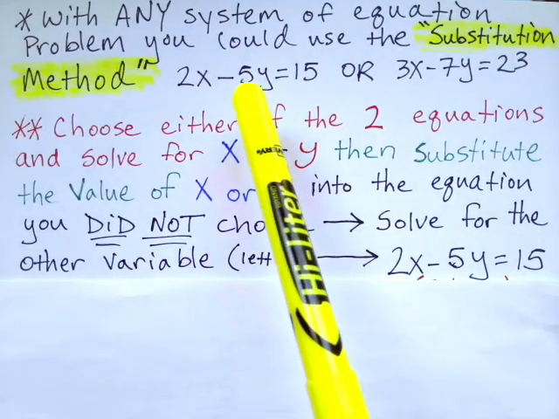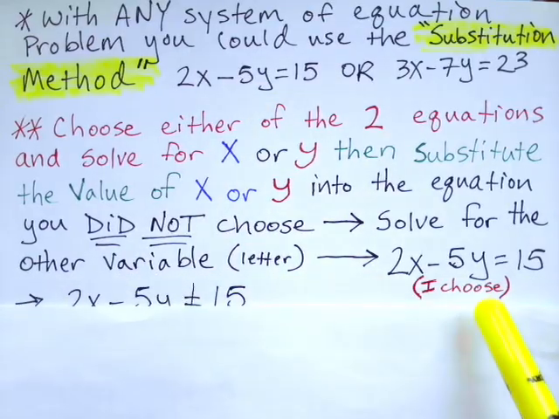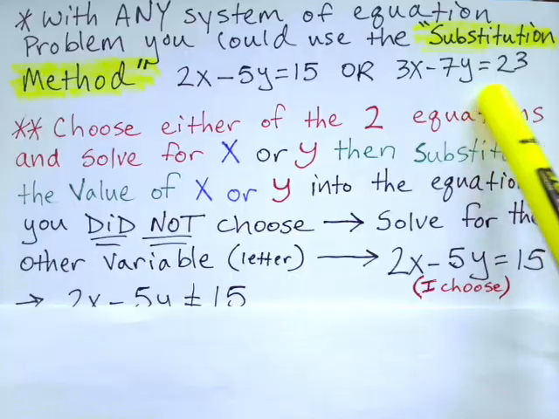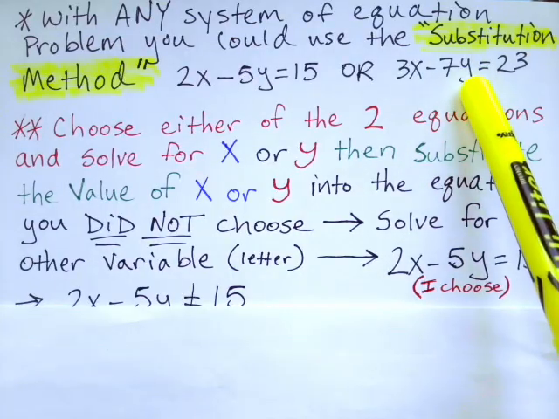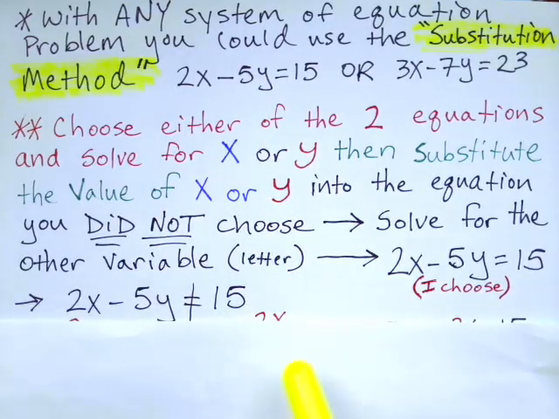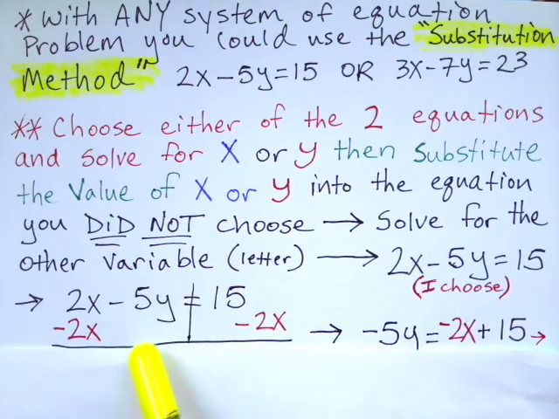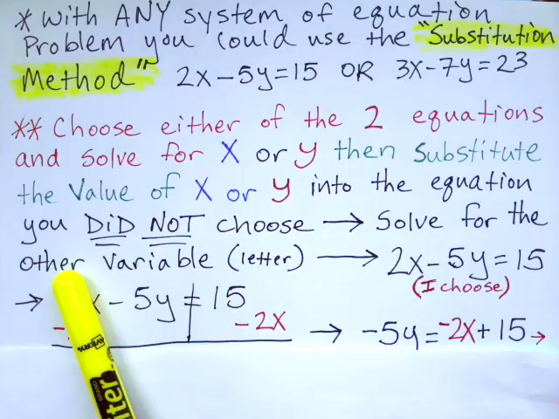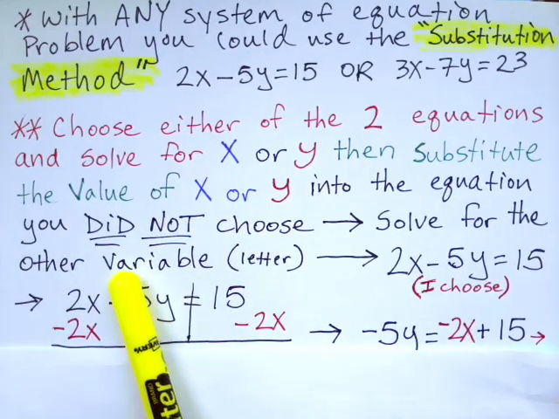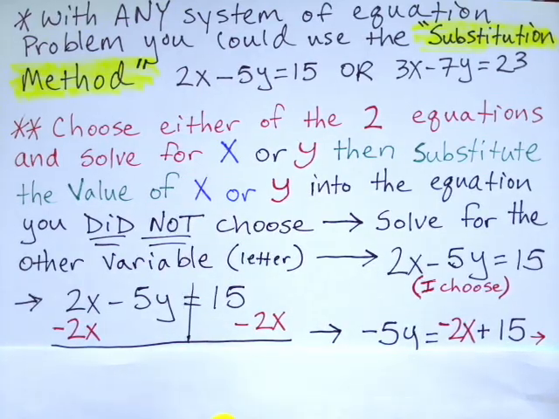I chose this equation to work with. Now I could have chosen the other one to solve for either x or y, but I'm choosing this first equation to solve for y. How do I do that? Well, I've got to get y all by itself. I've got to eliminate the 2x and eliminate the negative 5 to get y all by itself. And I'm going to show you step by step how I'm going to do that.